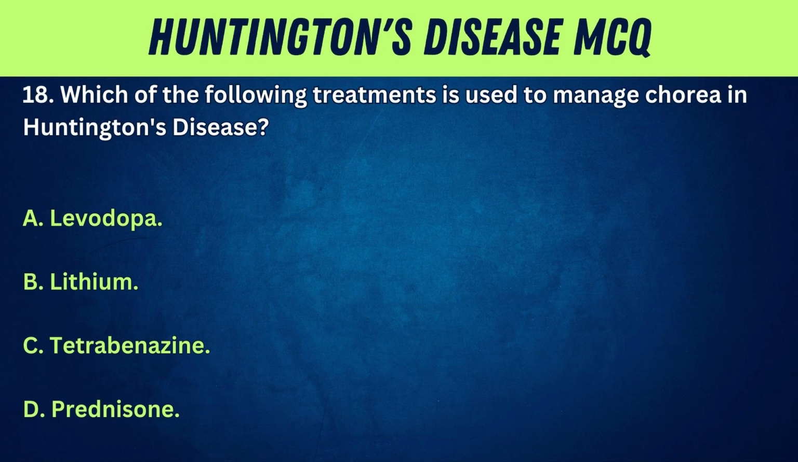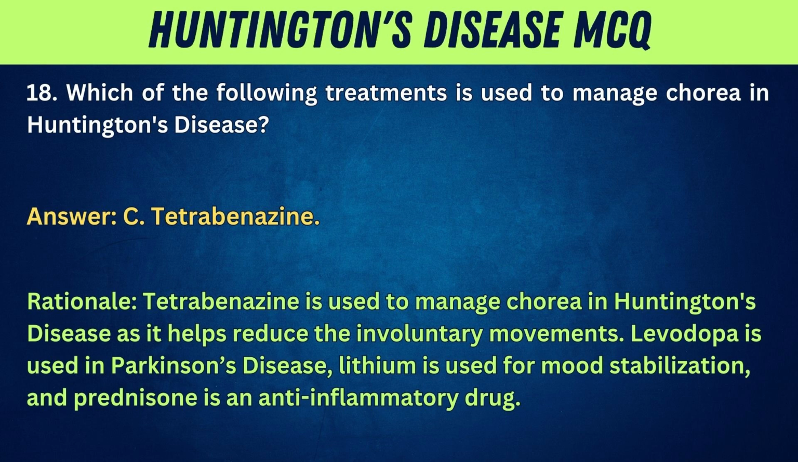18. Which of the following treatments is used to manage chorea in Huntington's disease? A. Levodopa. B. Lithium. C. Tetrabenazine. D. Prednisone. Answer: C. Tetrabenazine. Rationale: tetrabenazine is used to manage chorea in Huntington's disease as it helps reduce the involuntary movements. Levodopa is used in Parkinson's disease, lithium is used for mood stabilization, and prednisone is an anti-inflammatory drug.